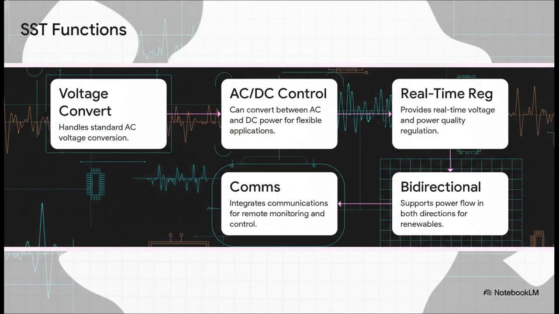In addition to voltage conversion, it provides inherent flexibility for AC to DC and DC to AC power flows. It can regulate voltage and correct power factor in real time. It naturally supports bidirectional power flow, which is crucial for integrating renewables and energy storage. And it comes with built-in communications. It effectively consolidates the roles of multiple pieces of grid hardware into a single software-defined device.